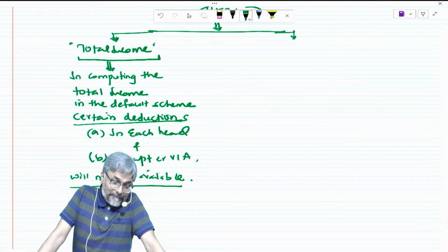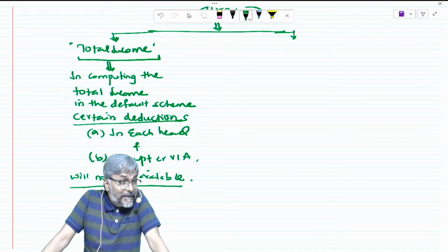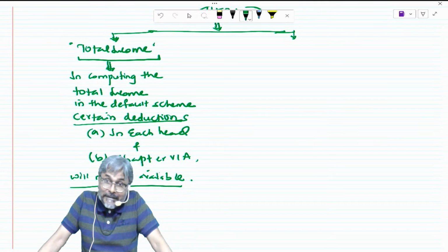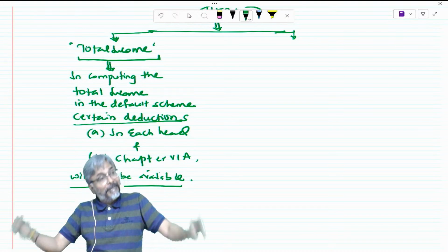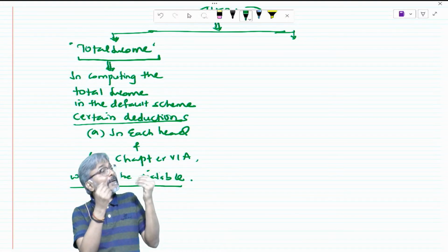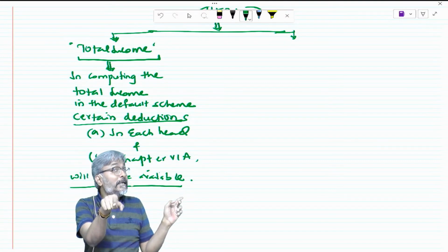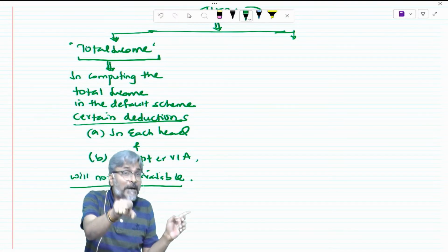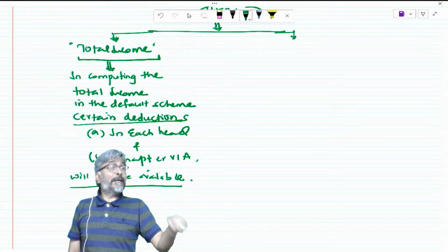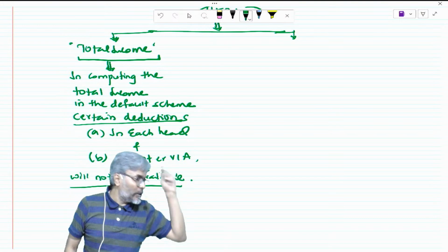Okay. Many students are asking, sir, which deductions will not be available? Isn't it? The best part is, have we learned any deduction right now? Answer is no. So we don't know as such. When we learn the deductions, at that time I will tell you. Look, if you are in the default scheme, which is 115BAC, this deduction will not be available. I'll keep on reminding you this particular point.